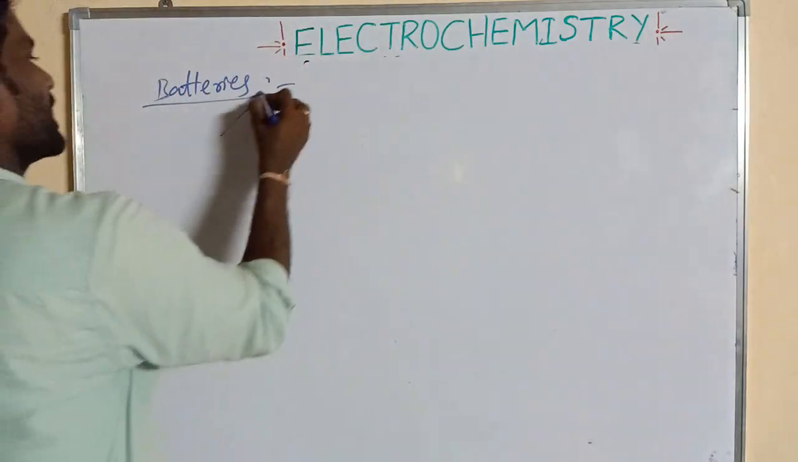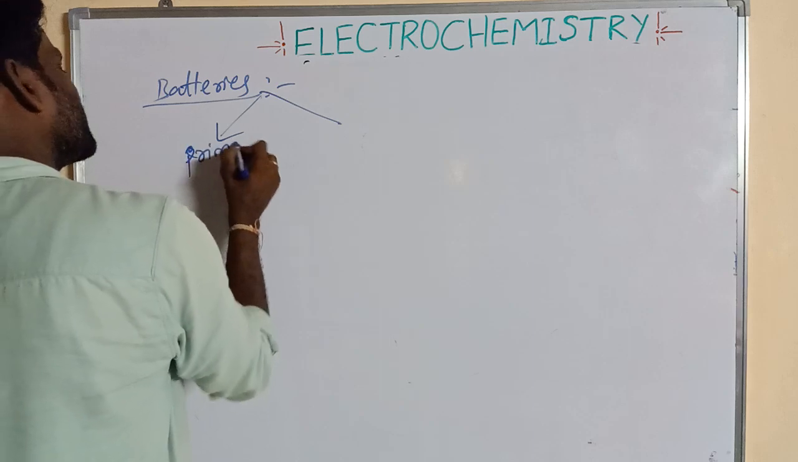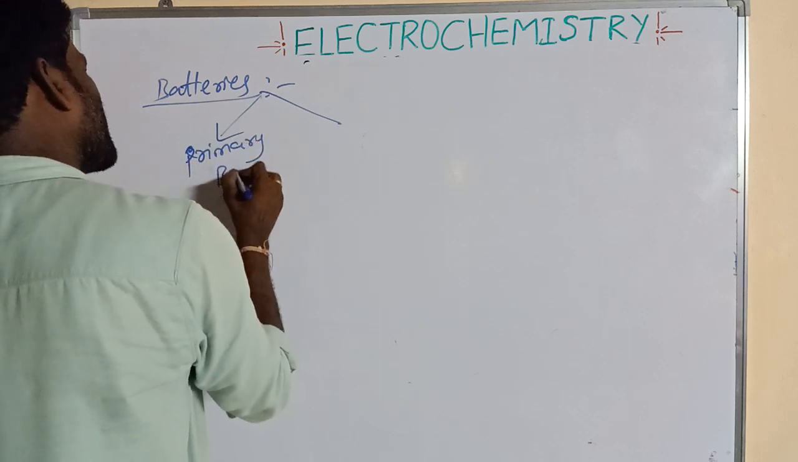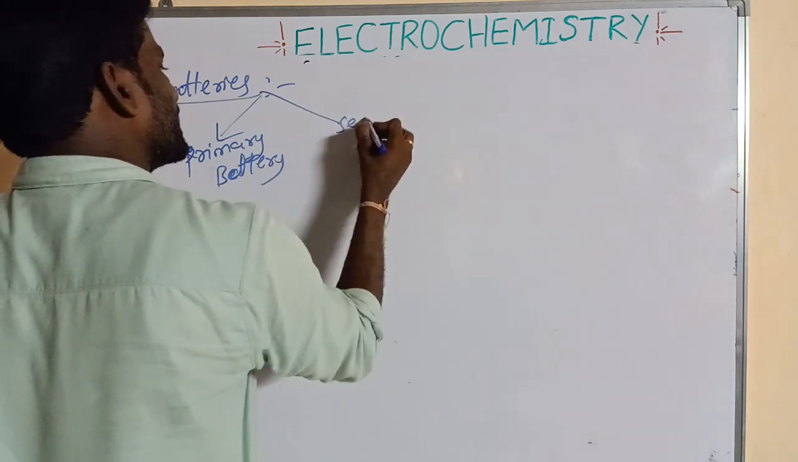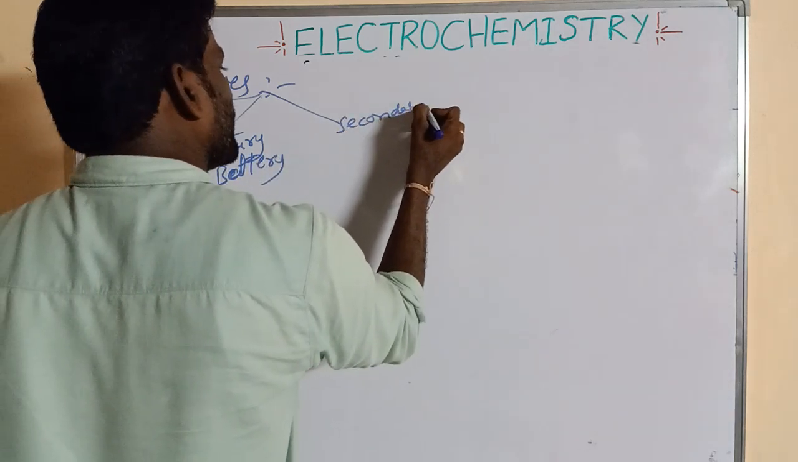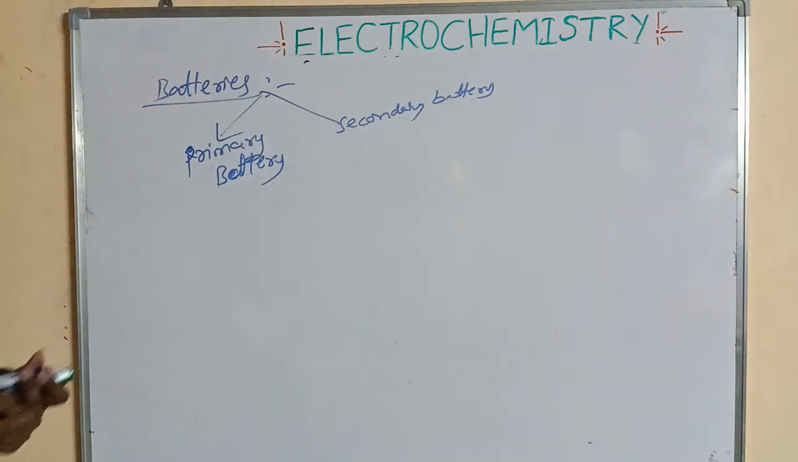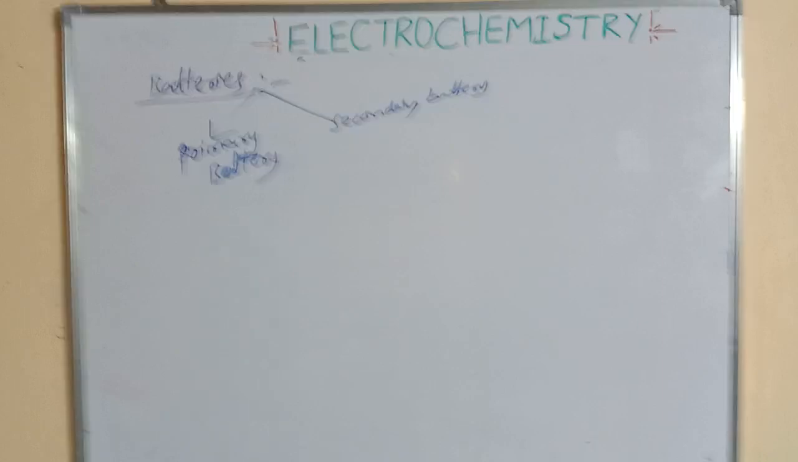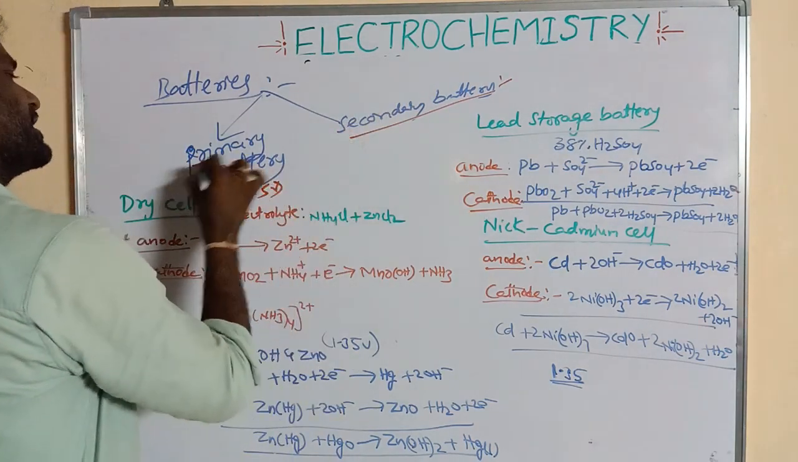Batteries are of two types: primary battery and secondary battery. Primary battery, secondary battery. Okay, what is primary?